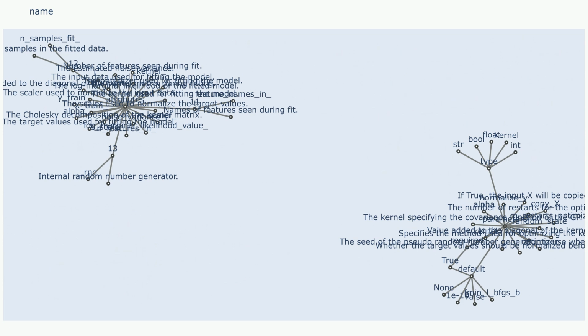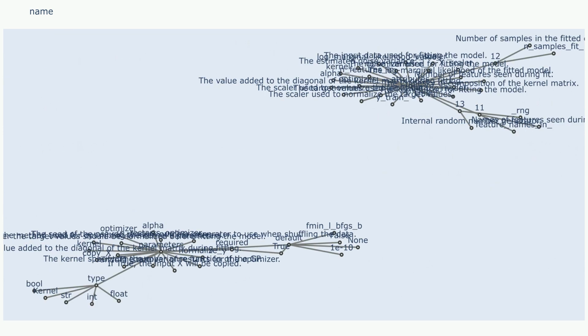6. Limitations of Gaussian Process Regressor. Computational cost. Training and predicting can be computationally expensive for large datasets. Kernel selection. Choosing the appropriate kernel is critical and can require domain expertise. Overfitting. If the kernel is too flexible, the model might overfit the training data.